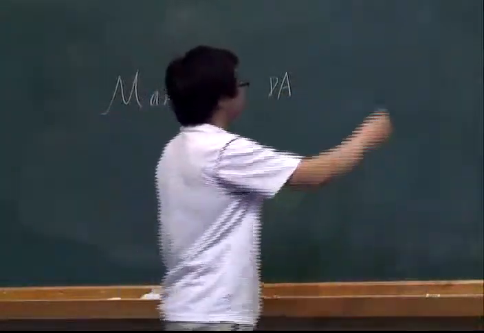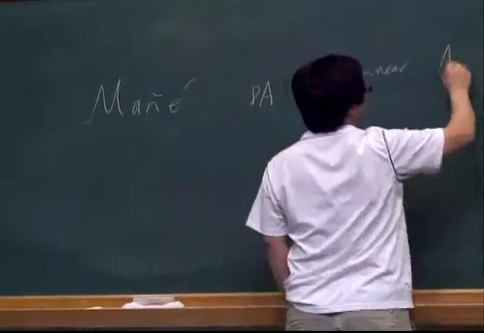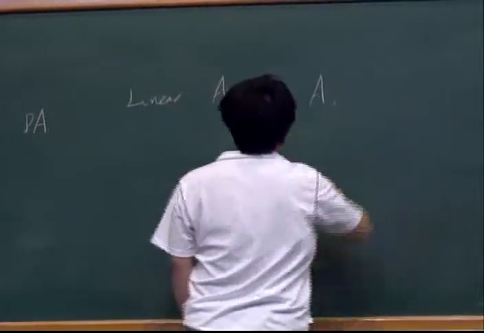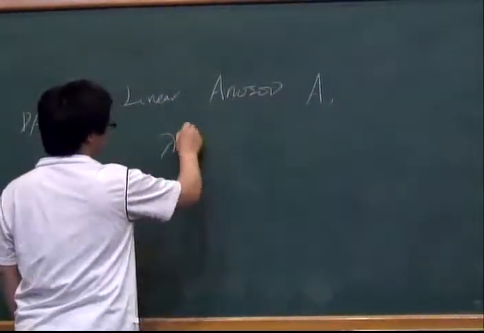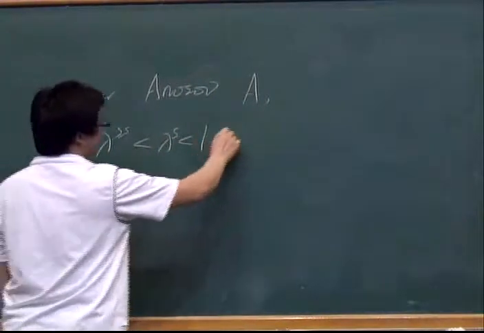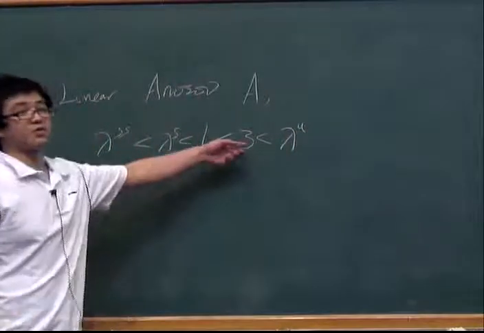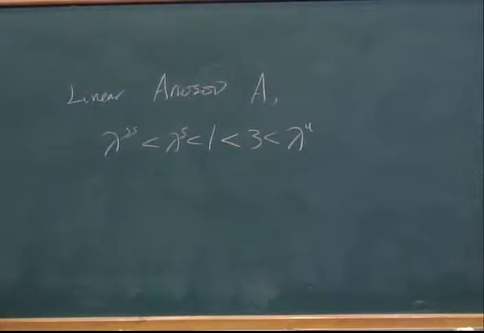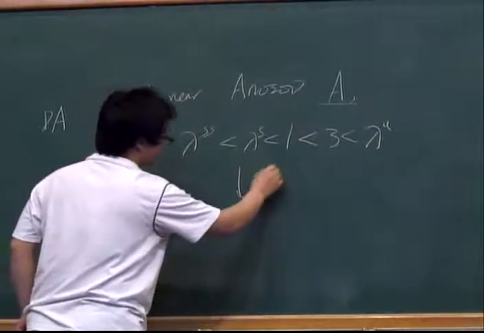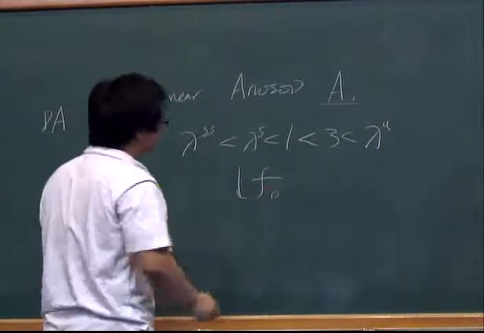The example is like the following. You have a linear Anosov A with 3 eigenvalues. This A was given by Mañé. And then for this A, he does a modification and gets a diffeomorphism F0. F0 is like the following.